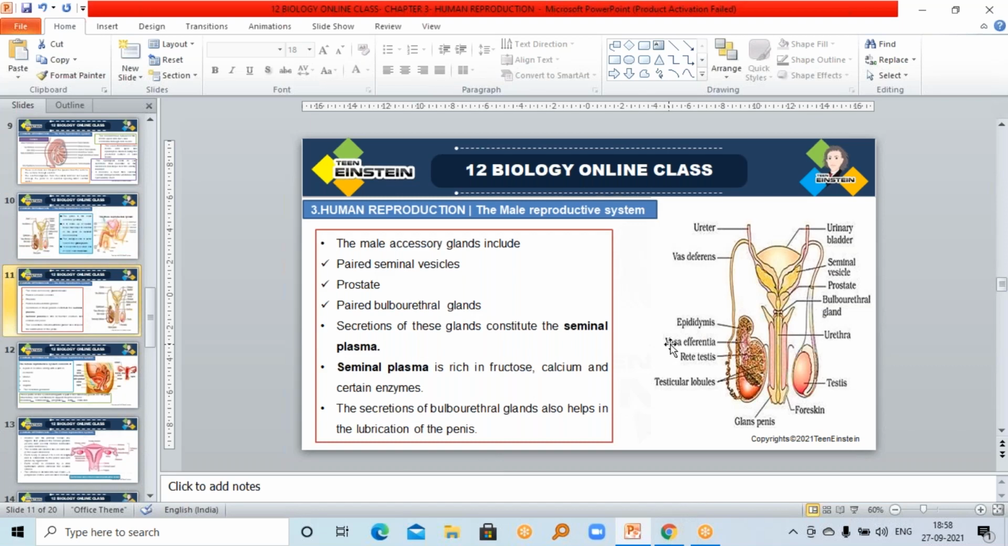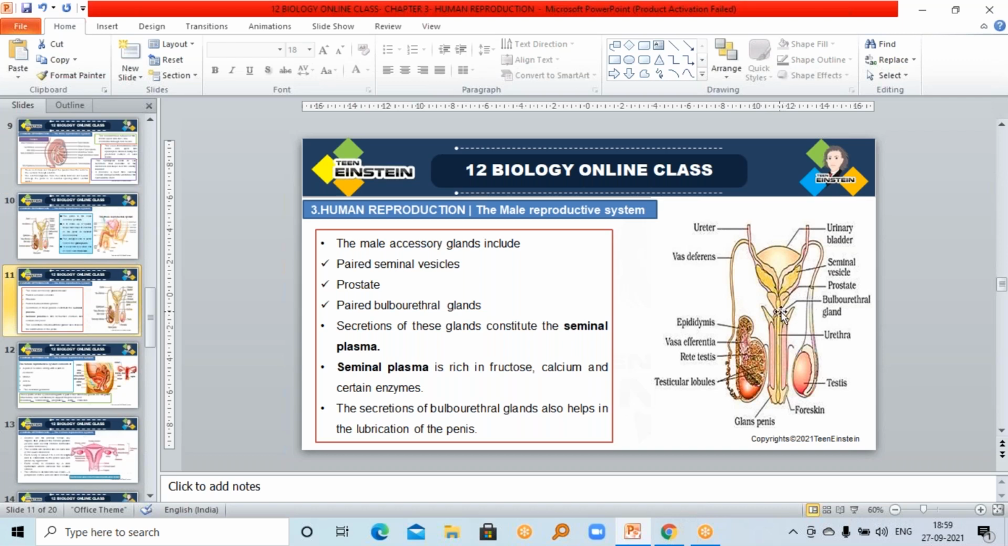Next, the male accessory glands. We have told about accessory glands, right? Male accessory glands include paired seminal vesicles. You can see here the seminal vesicles, they are paired. Then the prostate, and down to that, the paired bulbourethral glands.